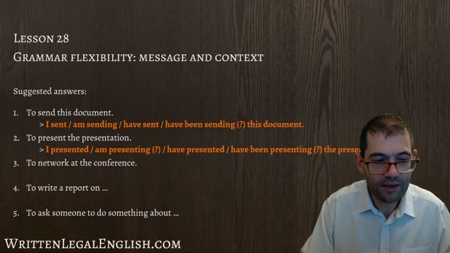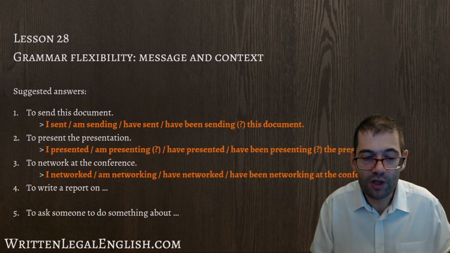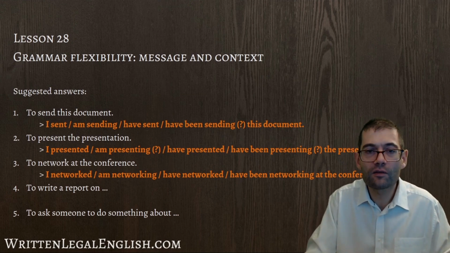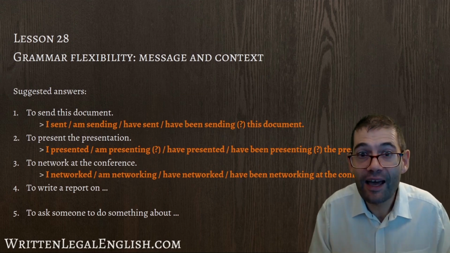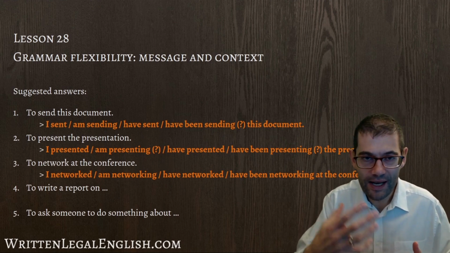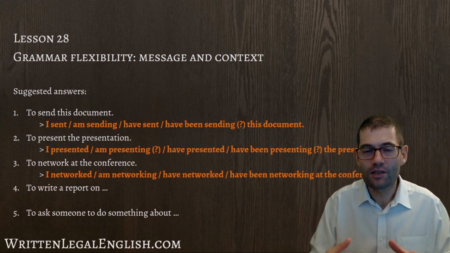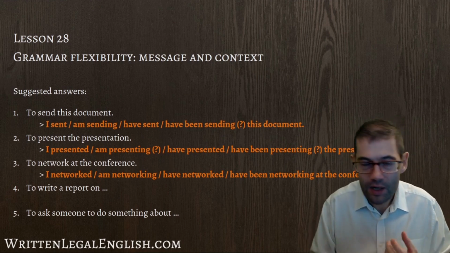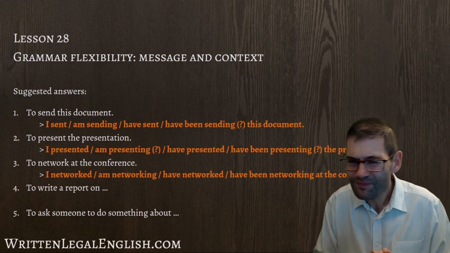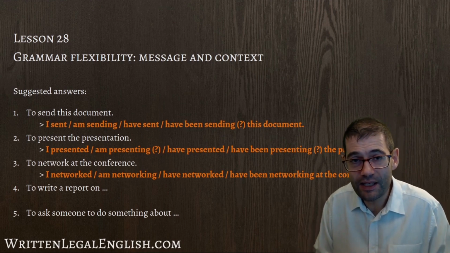To network at the conference. I networked. Past form, fact, is what I've done. I am networking, so I'm here now. I'm right there at the conference. I'm talking to people. I have networked, and here this would lend itself to an adverb of some kind, or some kind of time phrase. So here you're talking about how you are networking. And then I have been networking at the conference. It's unusual, but a context can exist for this.